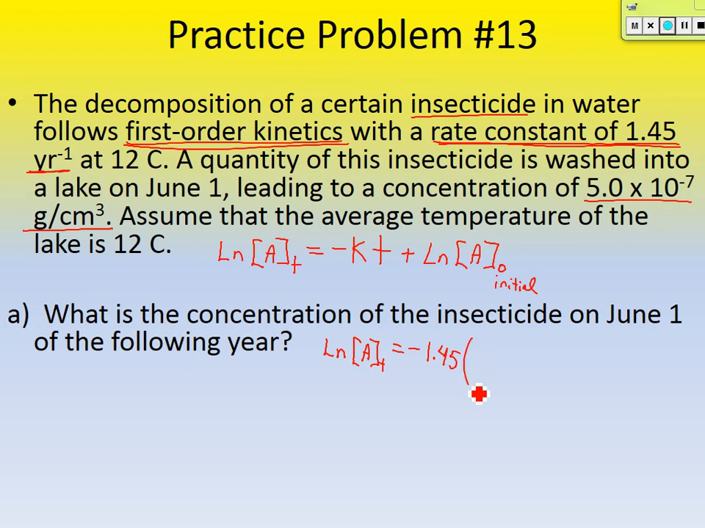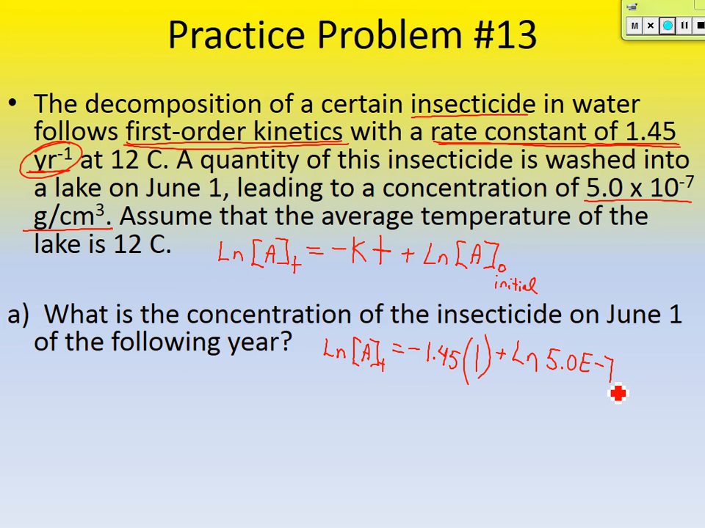Now we're going to multiply this by t. t is the time that it's asking for. How much time has elapsed? 1 year. So we're going to put 1, and it's in years, and my rate constant was in years, so that's okay. So we're just going to put 1 right there for the 1 year time period, plus the natural log of the concentration of this initially. Did it give us the initial concentration? It did. So the natural log of 5.0 times 10 to the minus 7.